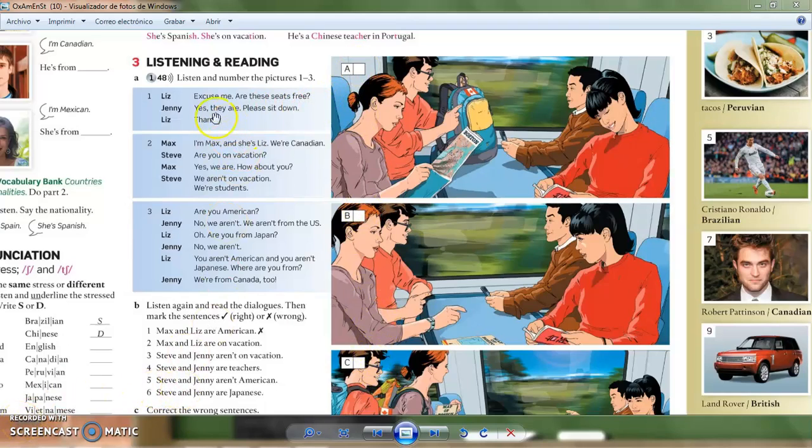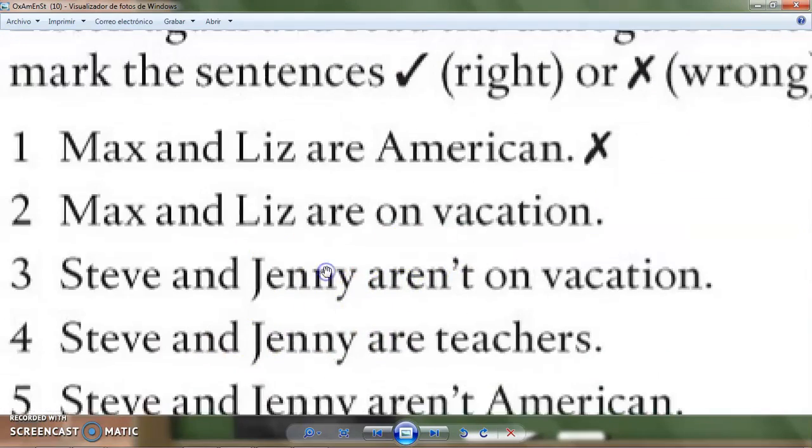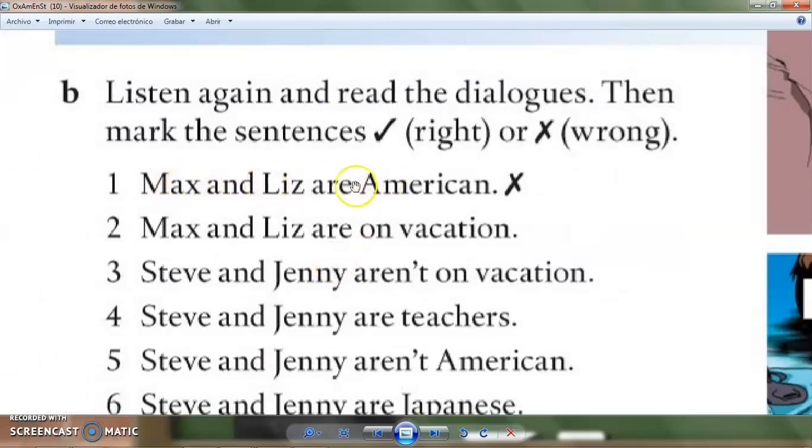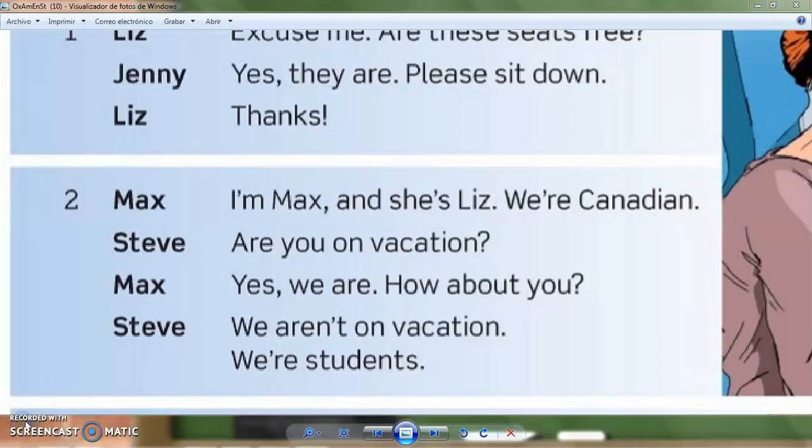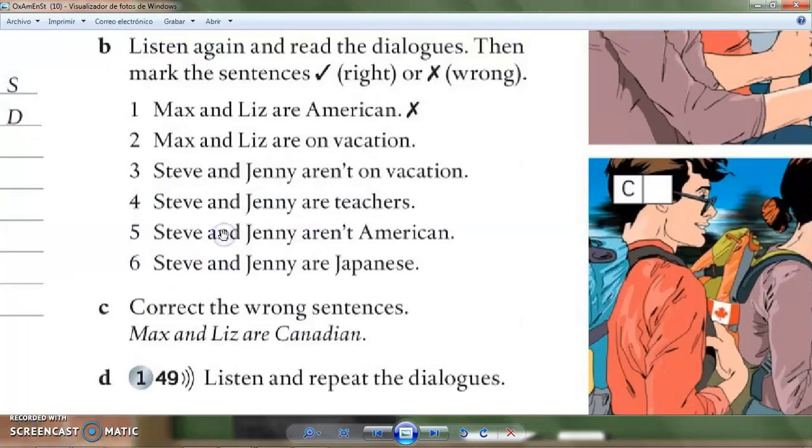Also, because of the text, you need to tell me if this is correct or wrong. And here you have an example with a cross mark. Check mark for the correct things. Cross mark for the wrong ones. The first one says, Max and Liz are American. It's not correct because here Max says, I'm Max and she's Liz. We're Canadians. So they're Canadians. They're not Americans. So this is reading comprehension.